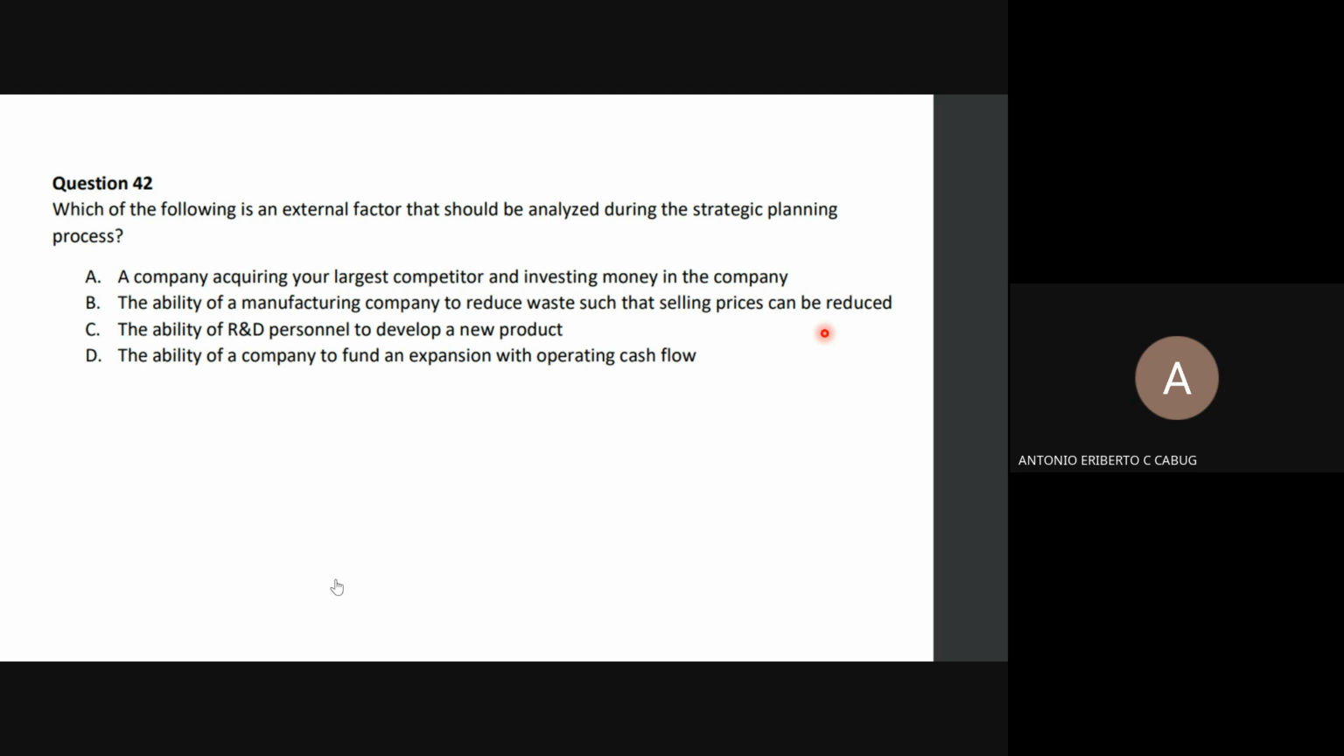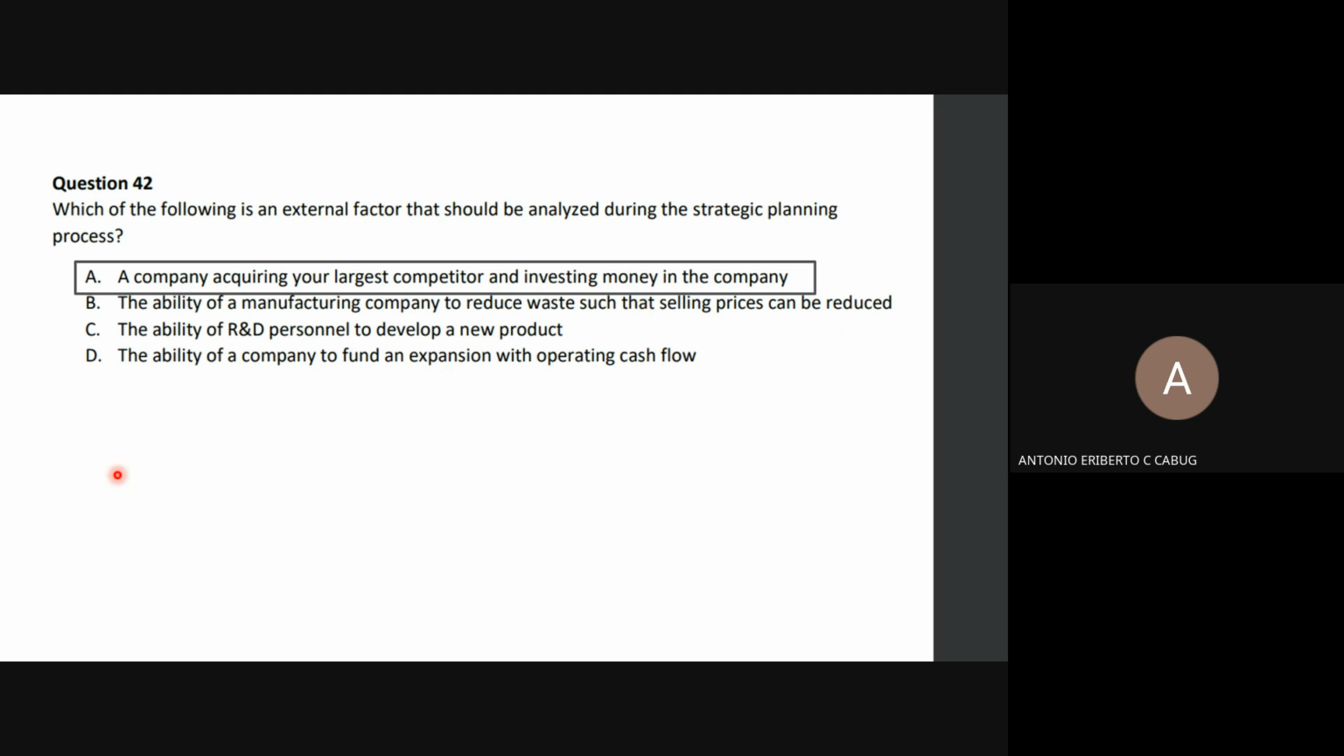Enter your answers, everyone. Okay. So the correct answer here is letter A. This is an external factor. A company acquiring your largest competitor, investing money in that company. Okay. It can be a threat to you. So this is an external factor.